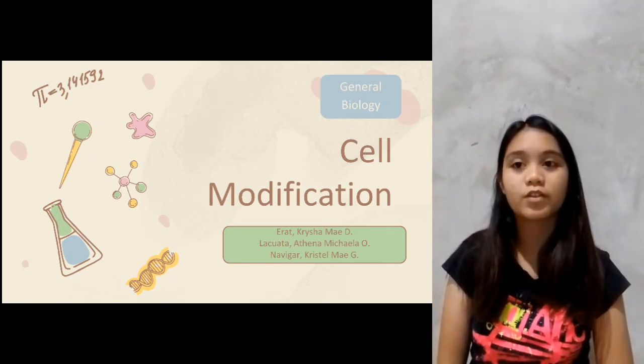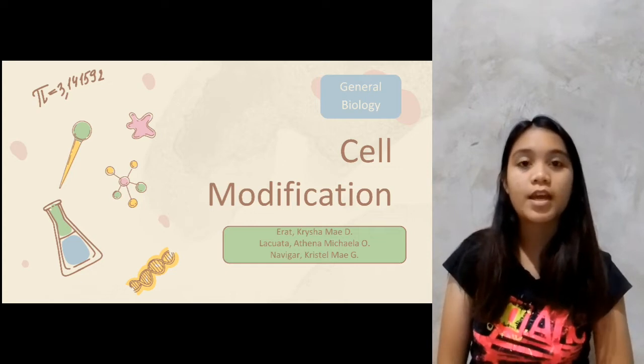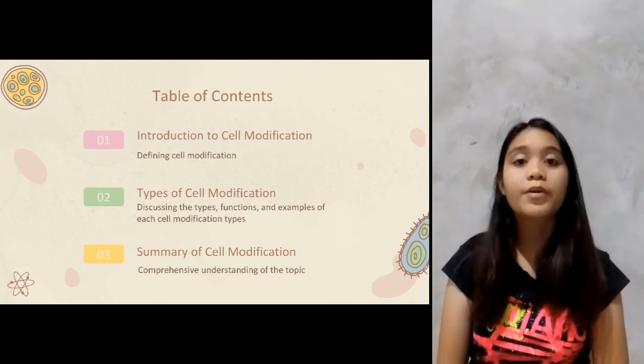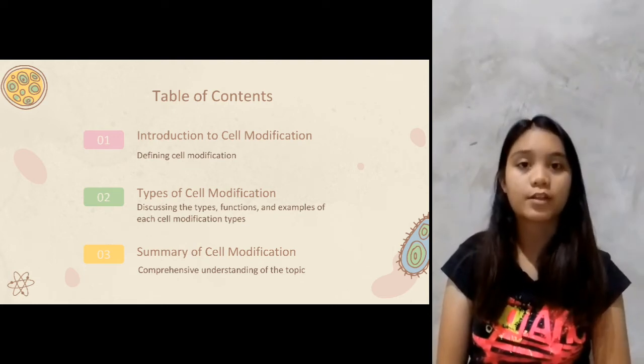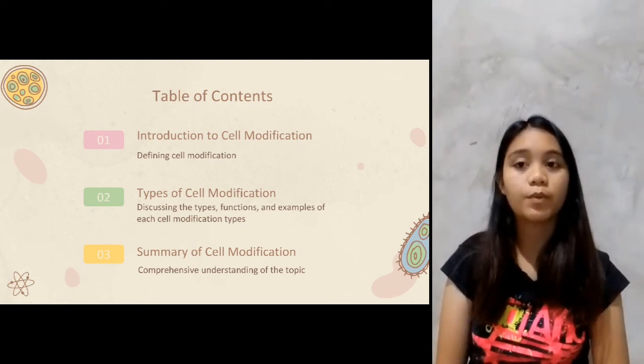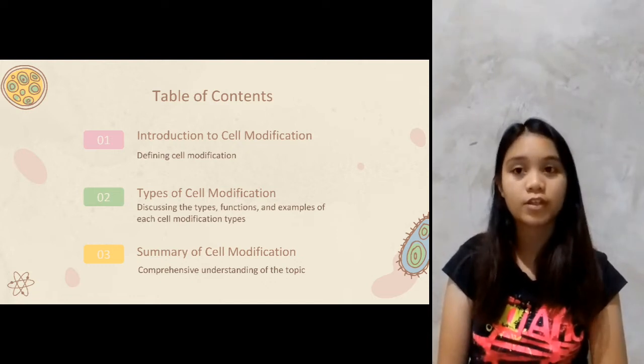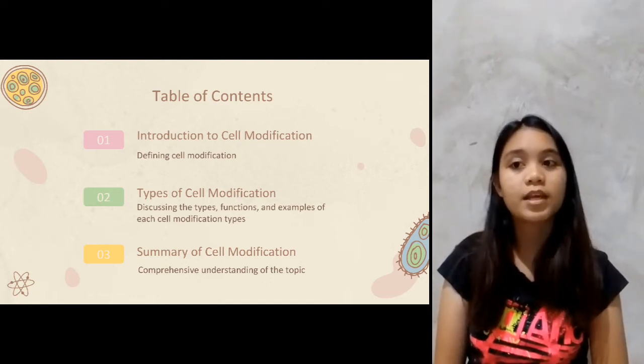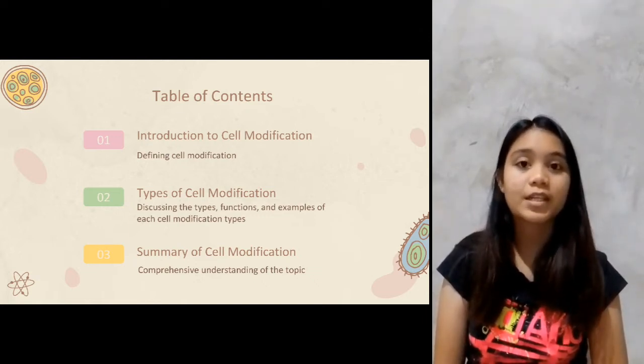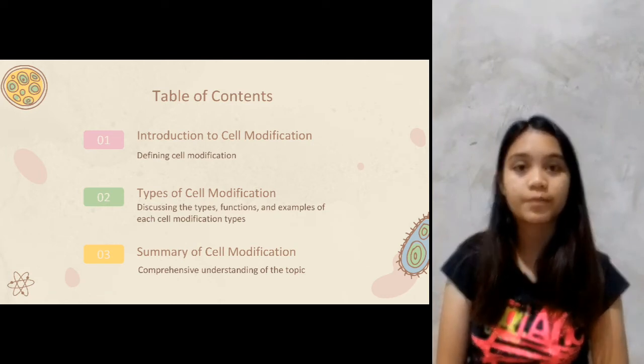We are here in front to discuss cell modification, including its types and an example of each type. Our report is divided into three sections. First, we will be talking about cell modifications. Second, the types and examples of each type, including the functions of each type. And lastly, the summary of the discussion.